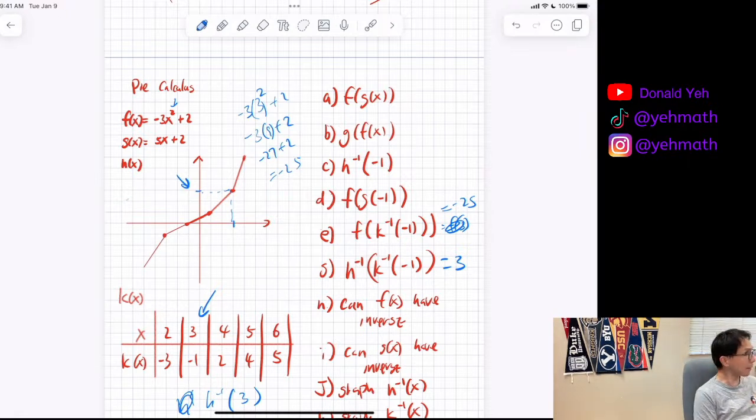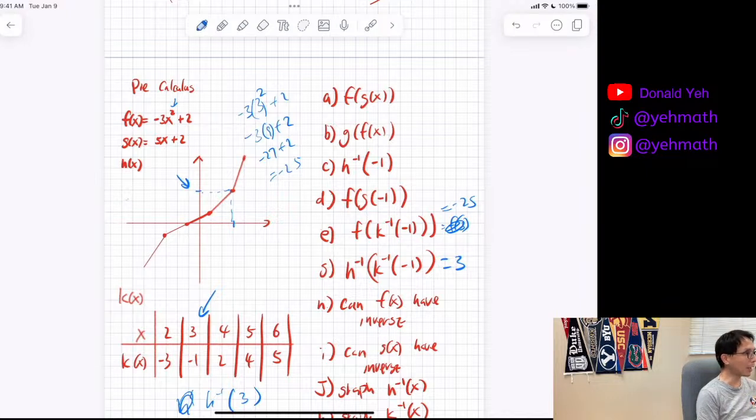Can f of x have an inverse? That was a tricky question. Yes or no? No. Why not? It doesn't pass the horizontal line test. That's because of the parabola. It can have an inverse, however, so it's kind of tricky.